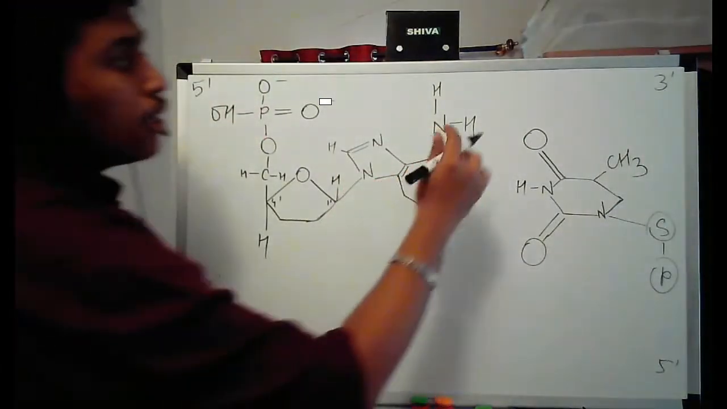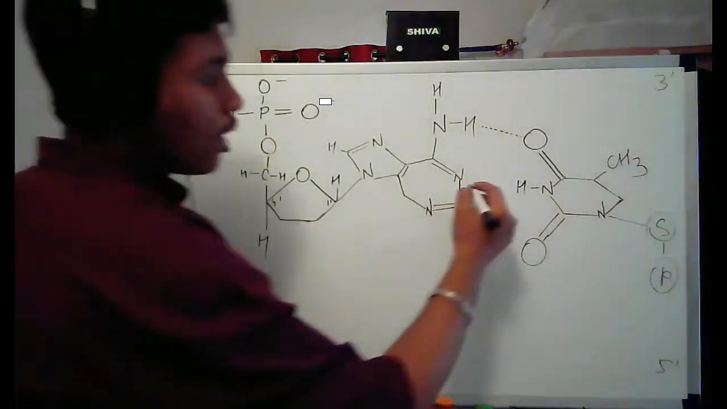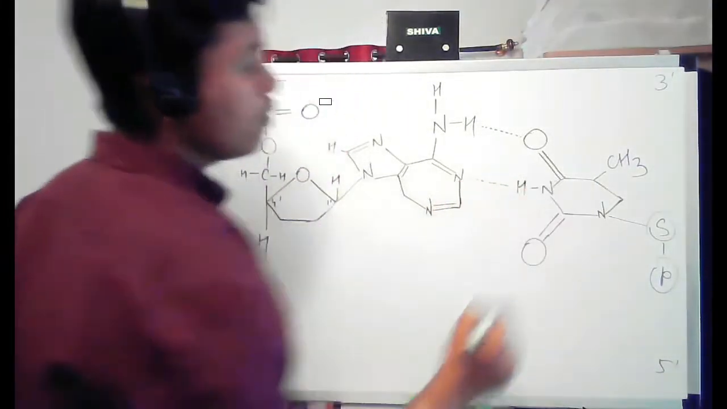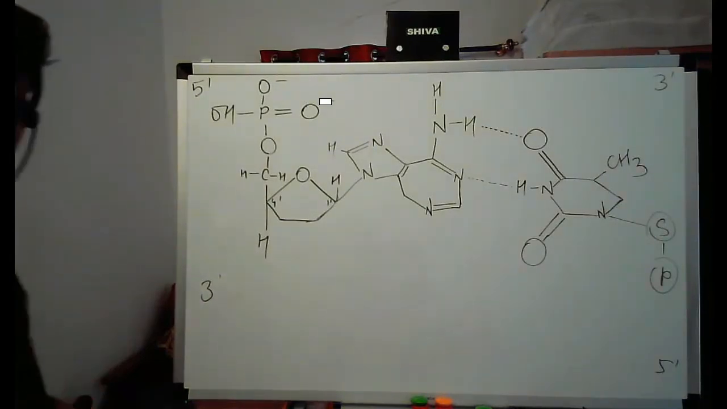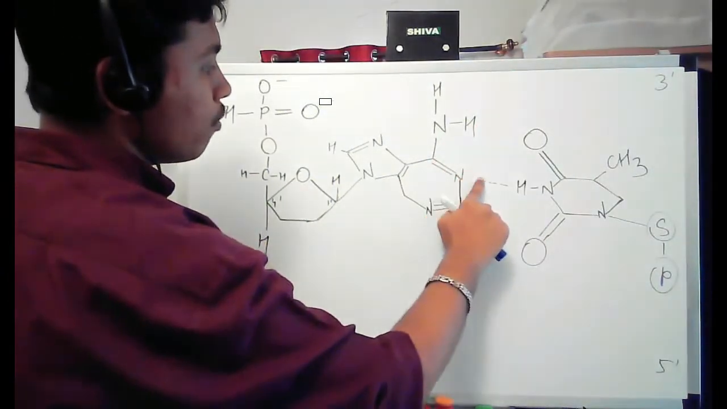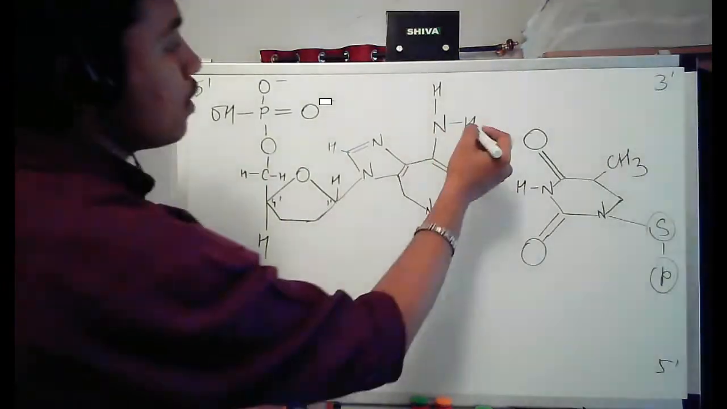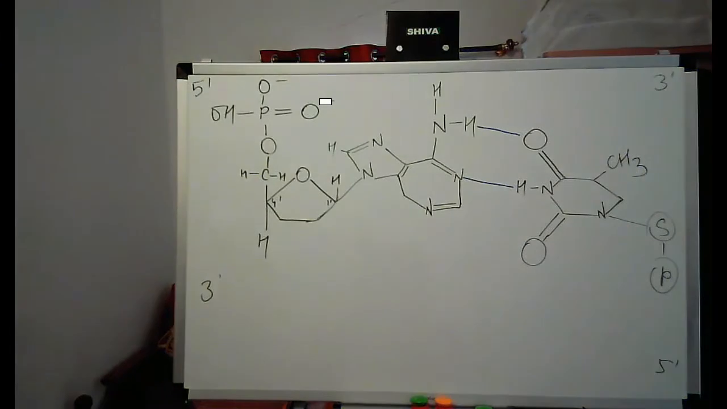Now how do they bond? This hydrogen bonds to oxygen, and this nitrogen bonds to hydrogen. That's how the bonding is occurring. Let me remove the dotted lines and draw one single straight line for each. Hence, two bonds between adenine and thymine. I hope this is clear.